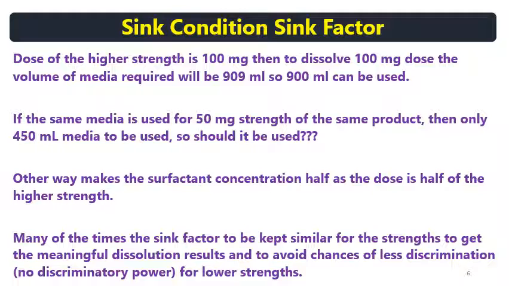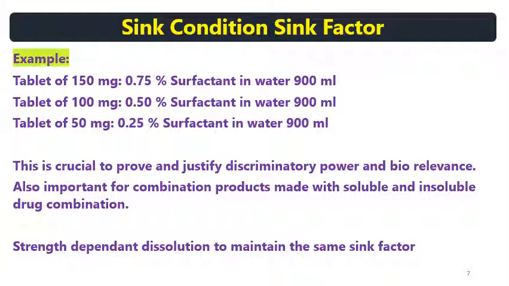First thing is to get the sink condition of at least 3x, and then you can decrease the surfactant level as per the strength. Many times the sink factor is required to be kept similar for the strengths to get meaningful dissolution results and to avoid the chances of less discrimination or no discriminatory power for the dissolution method for lower strengths. This can happen for formulations which contain low soluble APIs.